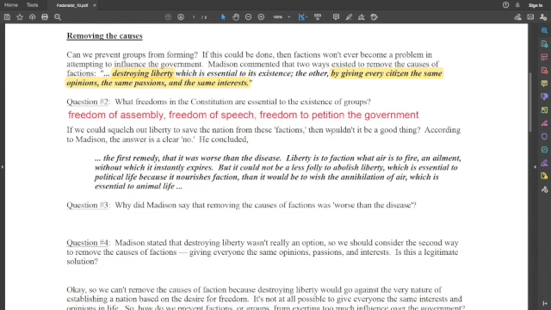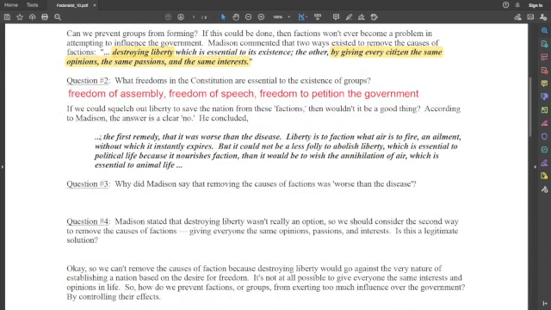He says the first remedy, that of destroying liberty, is worse than the disease. Okay? He says, look, yeah, you could get rid of liberty, but that's bad. That's worse than the problem itself. Liberty is to faction what air is to fire. What happens if you take air or oxygen away from a fire? It dies. Okay? It's essential to political life.